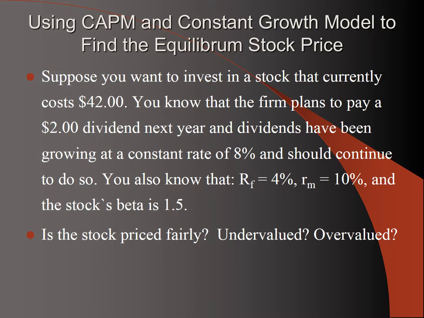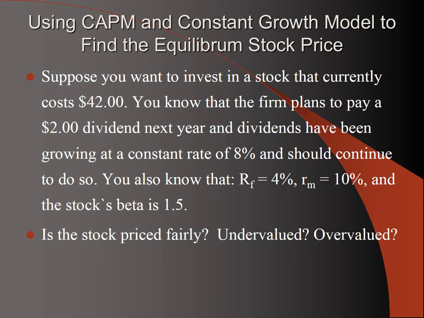So suppose you want to invest in a stock that currently costs $42, and you know that the firm plans to pay a $2 dividend next year, and dividends have been growing at a constant rate of 8%, and that is expected to continue, so we have a constant growth rate of 8%. We also know that the risk-free rate is right now 4%, the return on the market is 10%, and the stock's beta is 1.5.